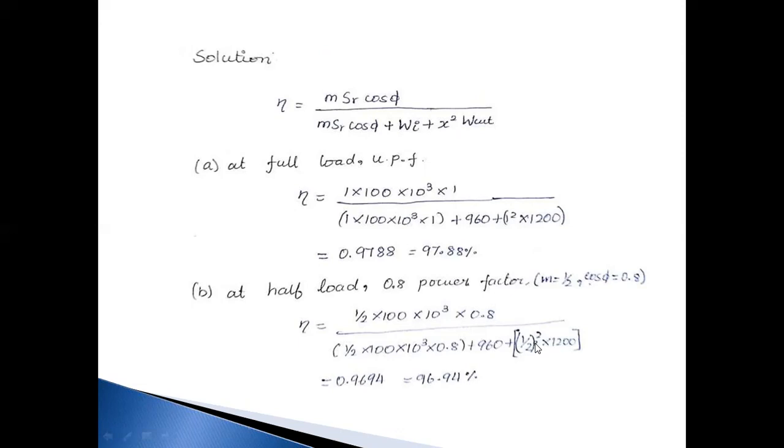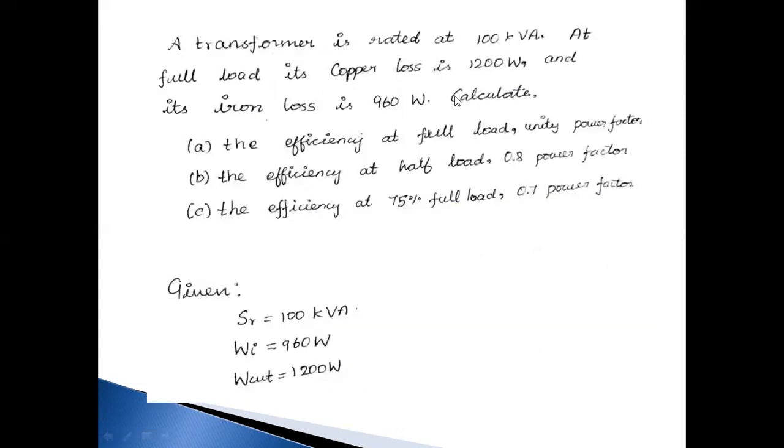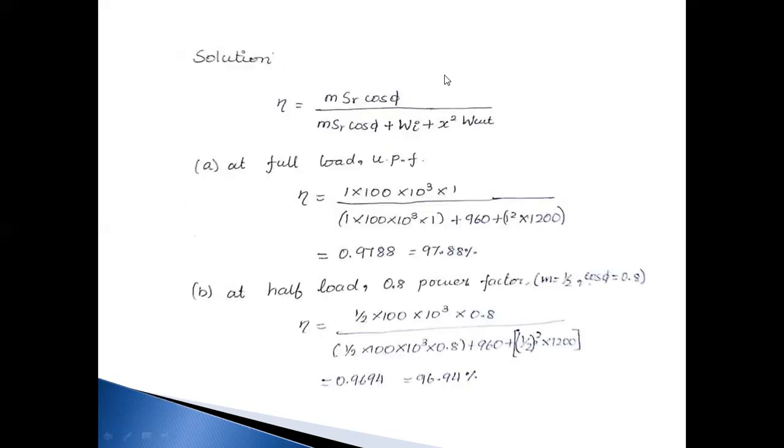It is given that copper loss at full load is 1200. So at half load it will be half square into 1200, that gives 0.9694. After multiplying with 100, it is 96.94%. The main thing here is that x is half because the load is now half load, so the output became half, and the copper loss will become 1/4 of the full load copper loss, but the iron loss remains constant.